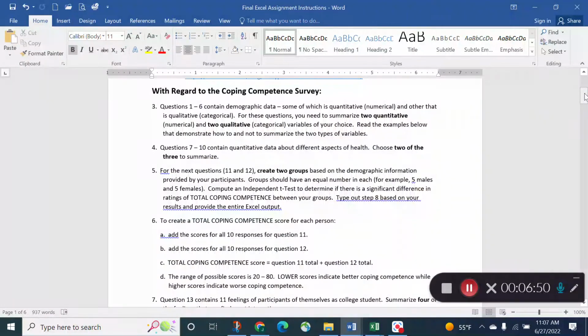So think about what we're saying here. What is your IV and what is your DV? Your IV is your grouping variable. So if you're using males versus female, your independent variable is gender. But for everybody, the DV, the thing that's being measured, is that total coping competence score. So using Excel, you're going to need to actually calculate total competence.